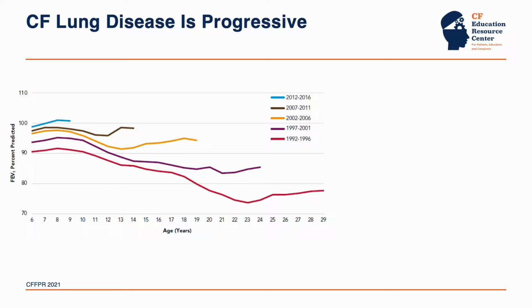So this is very promising, and particularly if you look at the last group at the top, the blue line is a group of patients who were born between 2012 and 2016, and they had continued to have normal lung function at age 9, in contrast to patients who were born, say, in 1992 to 1996, that already had a reduction of lung function very early in life.